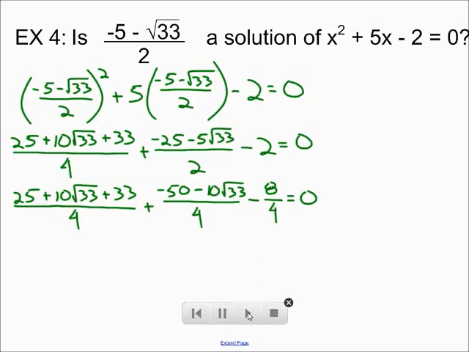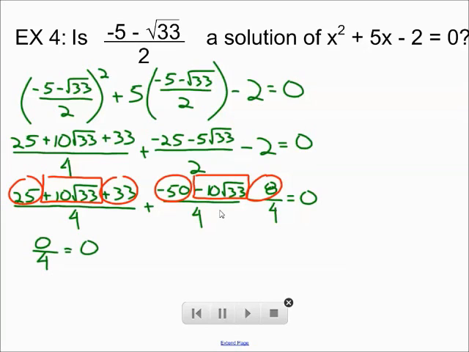Combine like terms in the numerators. 25 plus 33 is 58. Plus a negative 50 is 8. Plus a negative 8 is 0. 10 square root of 33 plus negative 10 square root of 33 is also 0. Everything is canceled out on top. So we have 0 over 4 equals 0, which of course is 0 equals 0, meaning negative 5 minus the square root of 33 over 2 is a solution to this equation.